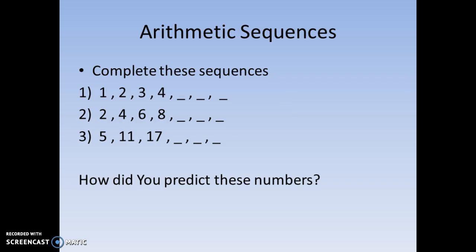So for number 1, it goes 1, 2, 3, 4. What do you think the next 3 numbers are? Jimmy, what are you getting? 5, 6, 7? Good job. Yeah, exactly. 5, 6, 7.